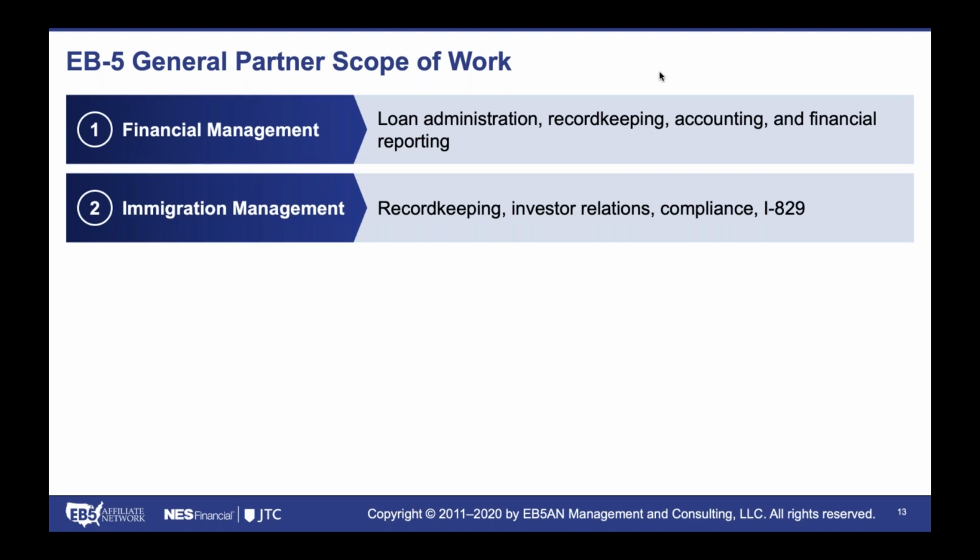The second piece is on the immigration side. This is where it's a little bit more specific to EB5. The GP is also quite often the one running the immigration side. Sometimes the regional center can do this, but in this case, we'll discuss it as a GP role where there's record keeping involved with these investors when their capital is contributed, proving that it remains at risk, all of the relationships of dealing with these investors, and the I-829 compliance at the end of the immigration process. Next slide.